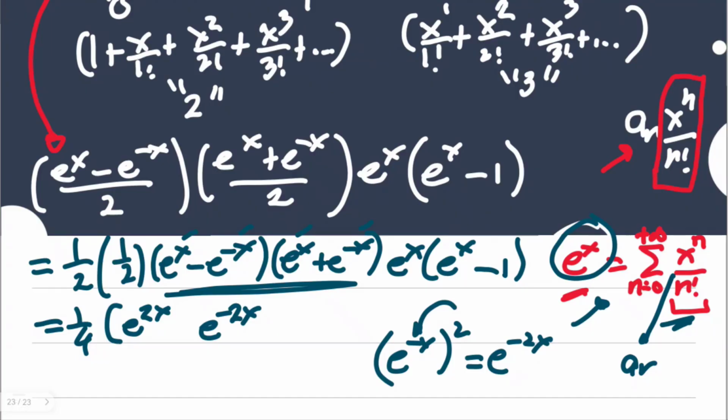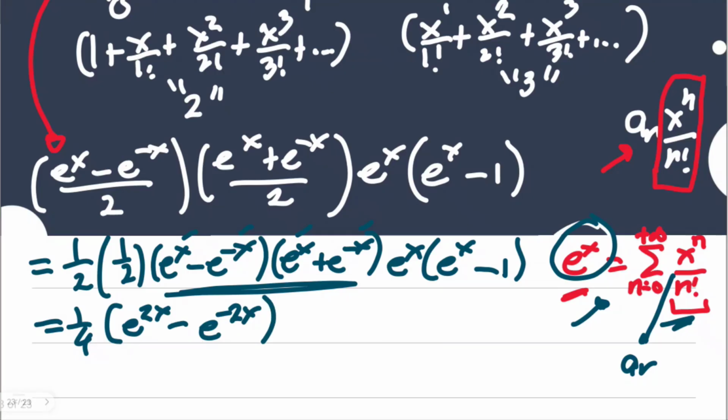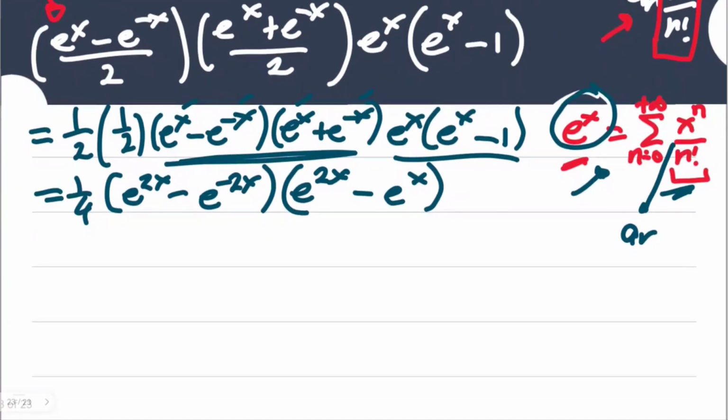I'm erasing this. Okay, and then for multiplying binomial expressions with the same first term and the same last term and opposite operations, use minus. So that's why it's called difference of two squares. As for this, you have e to the power of 2x minus e to the power of x. Okay, now multiply this again.